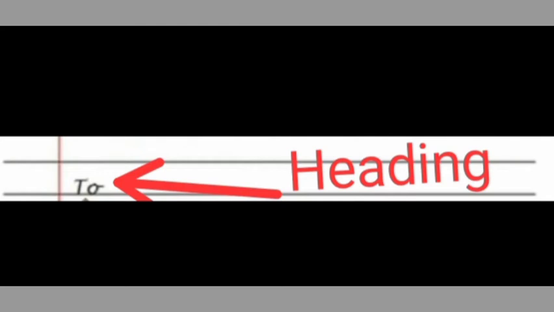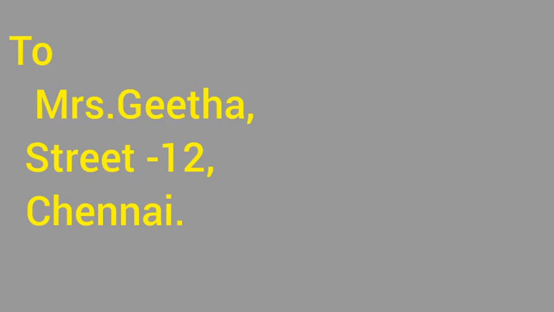From one who sends the letter to one who receives the letter. It is also the same format like "From." For example, see next line, "To." That is one who receives the letter.